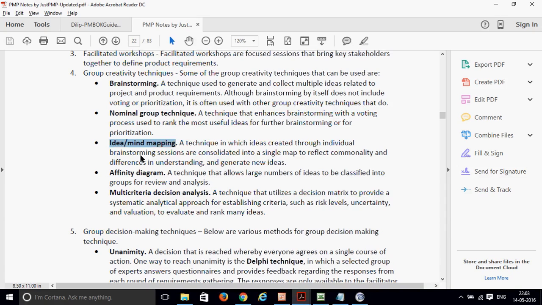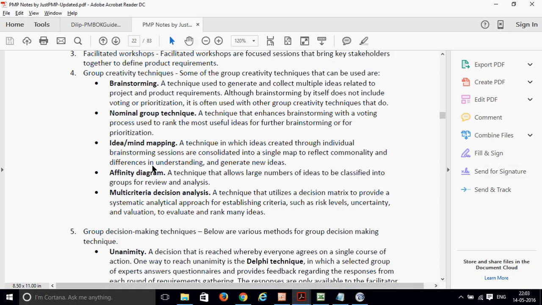So you have 5 things. There are 5 types of group creativity technique. Brainstorming means used to generate and collect multiple ideas, but there is no voting power. It's just to collect the requirements. Nominal group technique is similar to brainstorming, but voting will be there. Somebody can vote on which one is good. Idea and mind mapping is like an individual brainstorming session with the people, and then you collect those things and put them on the map. So it's individual brainstorming.